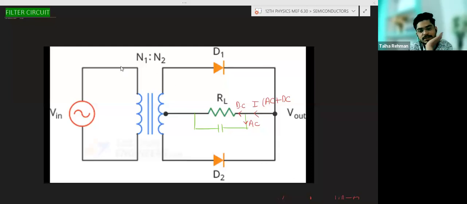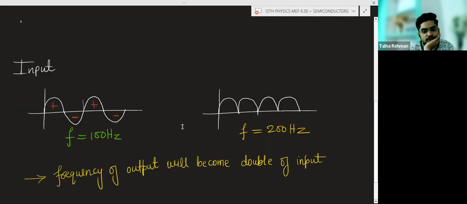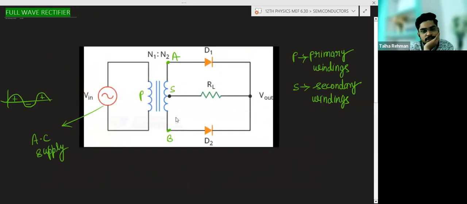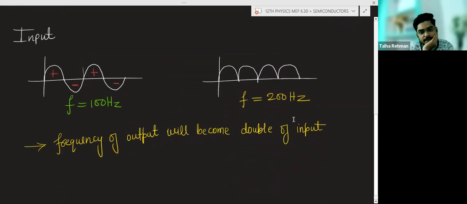So, till where I told you? Have I told you the filter circuit? Have I started the filter circuit? No, sir. Okay. Have we completed the full wave rectifier or not? Yes, sir. Means this whole we have completed now. Okay, are you sure?